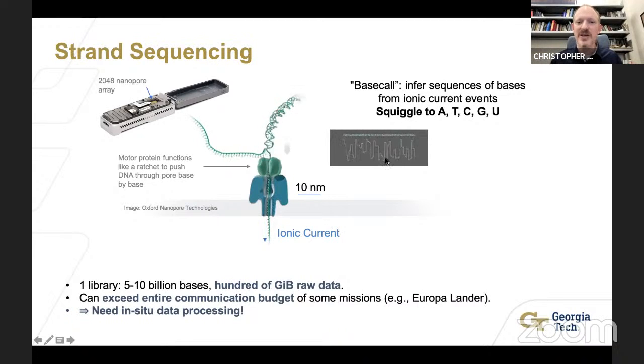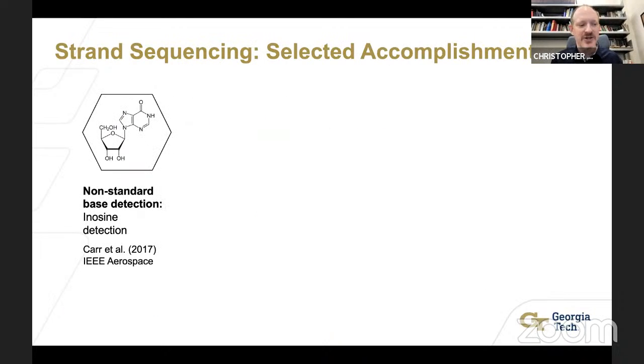And we get a squiggle, from which we can convert the changes in ionic current to infer the sequence of bases. This has really grown massively over the last decade, and I want to share with you just a few selected accomplishments from our group. There have been many from many other groups as well. For example, Aaron Burton and Sarah Wallace doing the first sequencing in space, as well as, I think, Catherine Maggiore, who is on the call today and has been involved in some nanopore sequencing as well, if I remember correctly. So one item is strand sequencing, where we showed that we could use this to detect inosine, an astrobiologically relevant non-standard base.